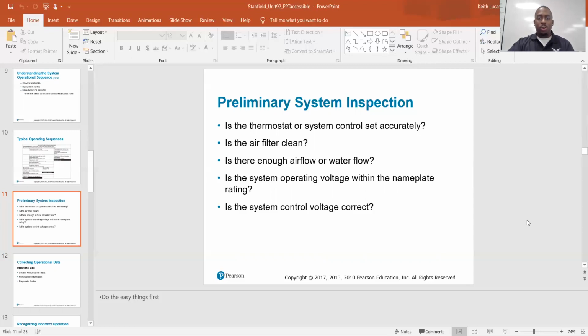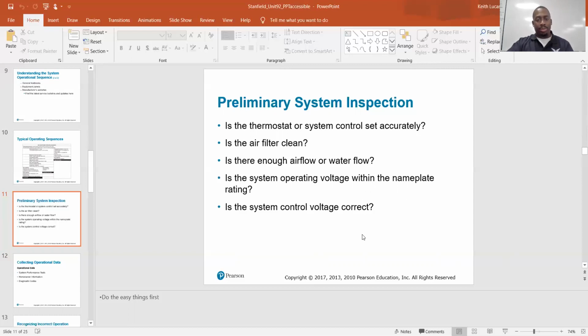Is there enough airflow or water flow? A dirty filter can mess up water flow or airflow, or other factors can mess up the airflow. A dirty condenser coil or poor water flow on a water cooled system is also something that would prevent the system from operating correctly.